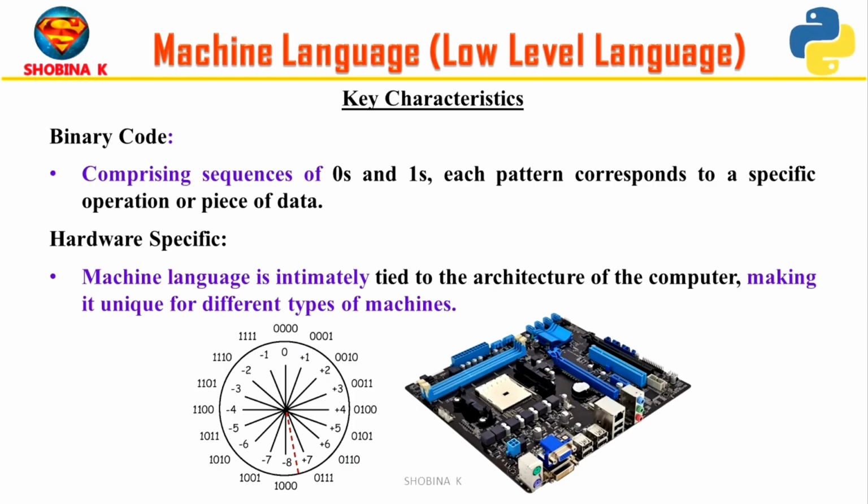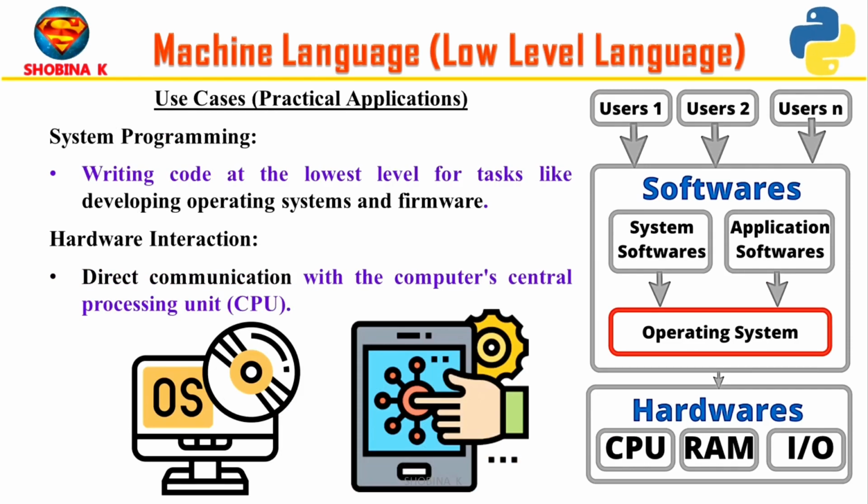Binary code and hardware specific. The binary code is made up of zeros and ones, and each sequence signifies a particular operation or a data piece. Secondly, we have hardware specific. The machine language is specially tailored to each machine. That is, machine language is closely tied to a computer's architecture, meaning it is unique and specific to different types of machines. And here are the use cases of machine language.